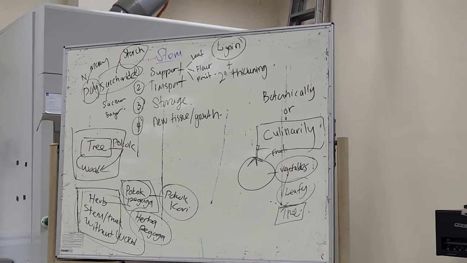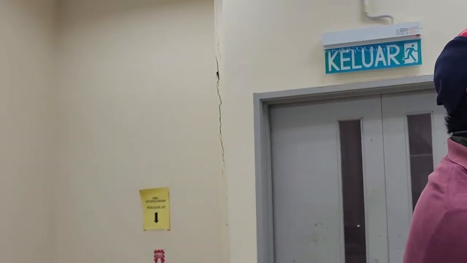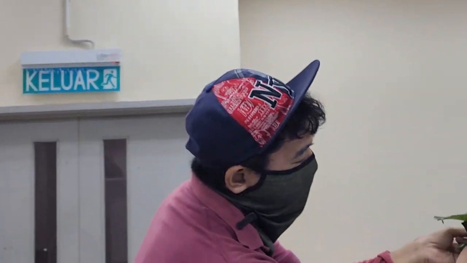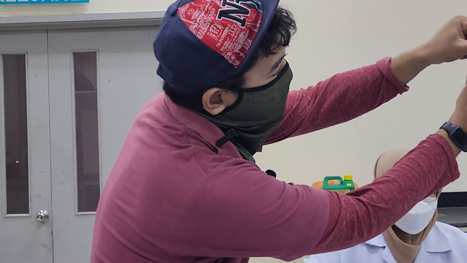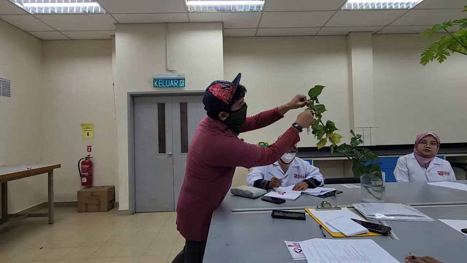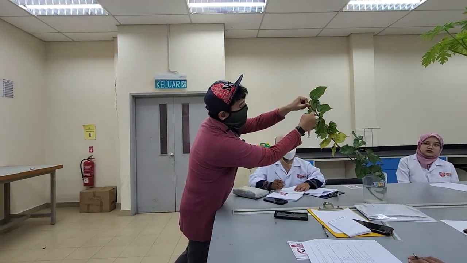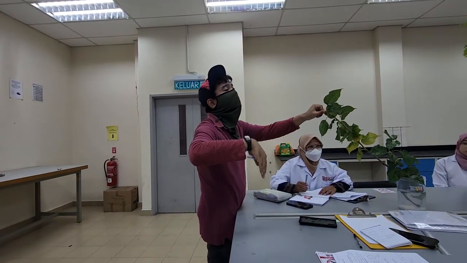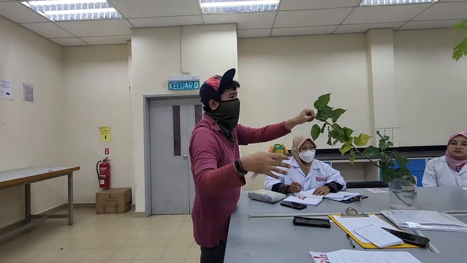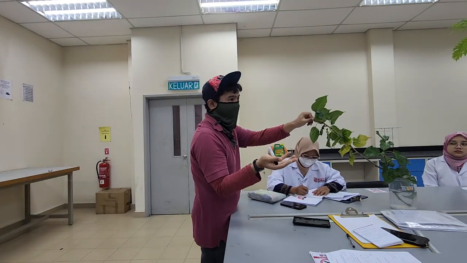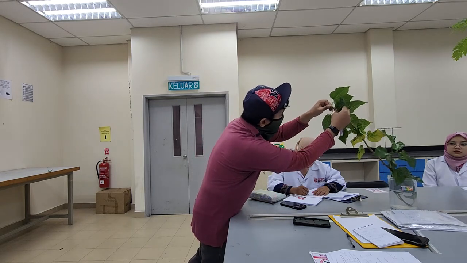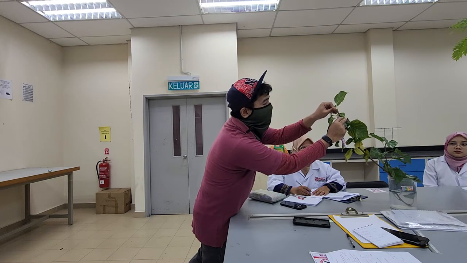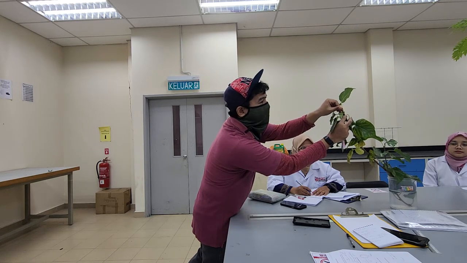Look at this stem. Remember last week you learned about nodes and internodes? At the nodes, you can have growth. Like here, you see? This growth within the nodal region gives rise to a new branch, new leaf, new fruit, new flower. It can be anything. If you look next to it, this actually is a sleeping bud in the axil of the leaf.